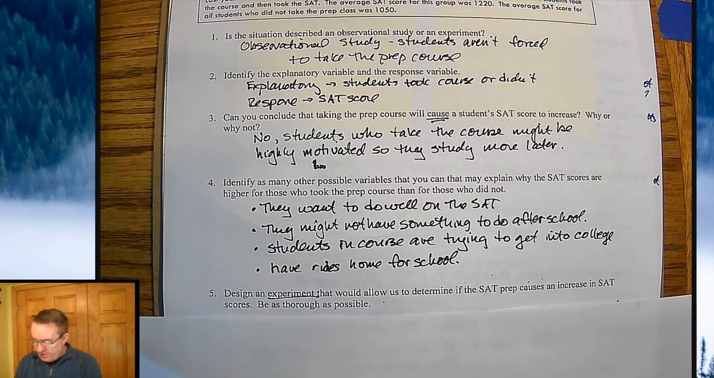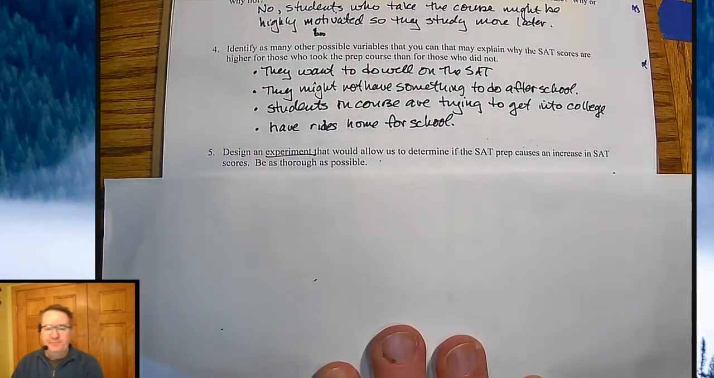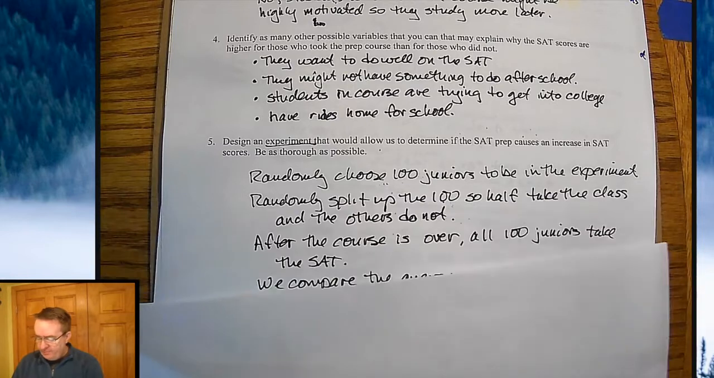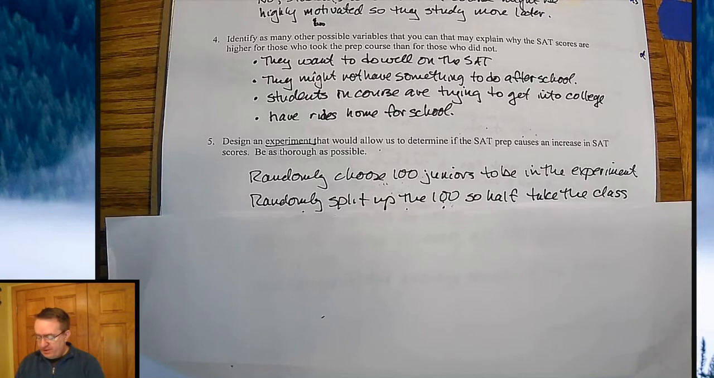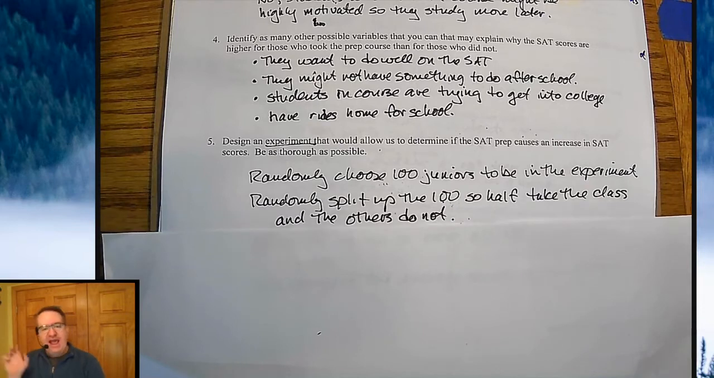So design an experiment. What you're going to do is this. To do an experiment, this is kind of the basic format. You're going to randomly choose 100 juniors to be in the experiment. From there, you're going to split it up so that half of that 100 students, so 50 of the students, would take the SAT course, the other half would not take the SAT course.